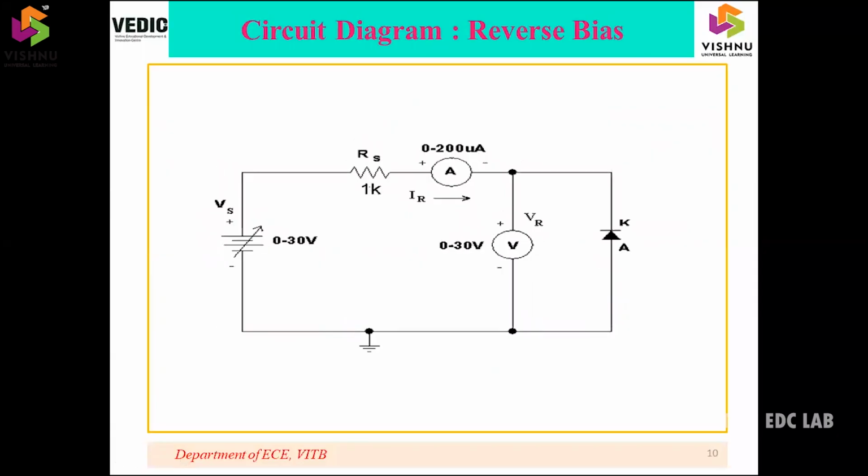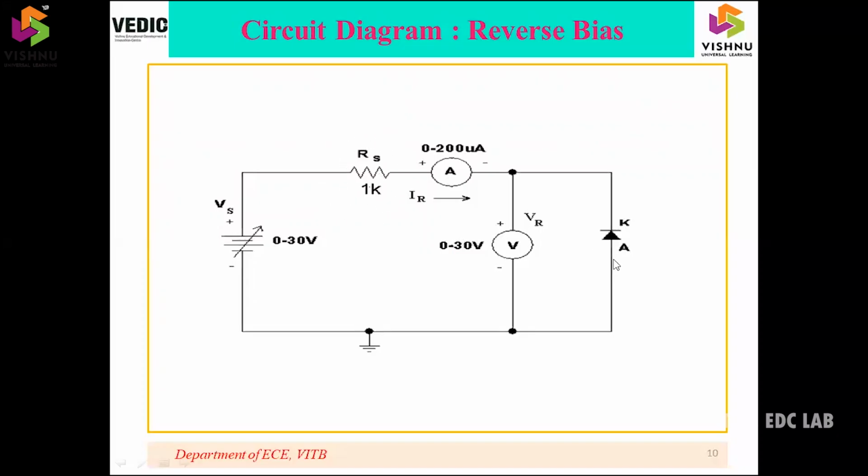And this is the circuit diagram of reverse bias diode. In this circuit diagram, the positive terminal of the RPS is connected to cathode, and negative terminal is connected to anode. A 0 to 30 volts range voltmeter is used to measure the voltage across the diode, and a 0 to 200 microamperes meter is used to measure the current that is flowing in the diode, which is connected in series with the diode. And RS is the current limiting series resistance.